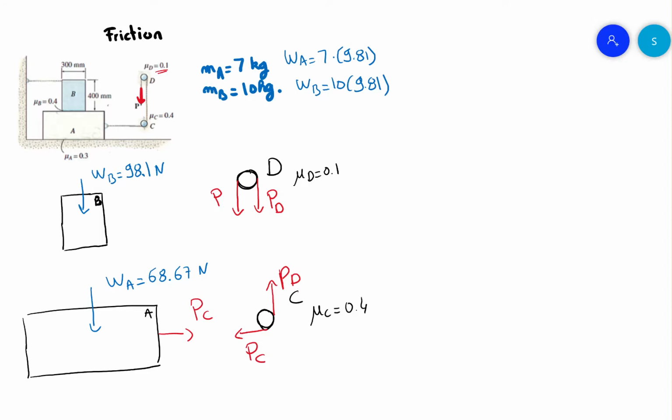Okay, so for the direction of the friction, the block A tends to go to the right, so the force of friction is going to the left on both sides. Let's call that force of friction FF on the block A, and this one FF on the block B. So this force of friction FFB is the same as this one, but in the opposite direction, like this.